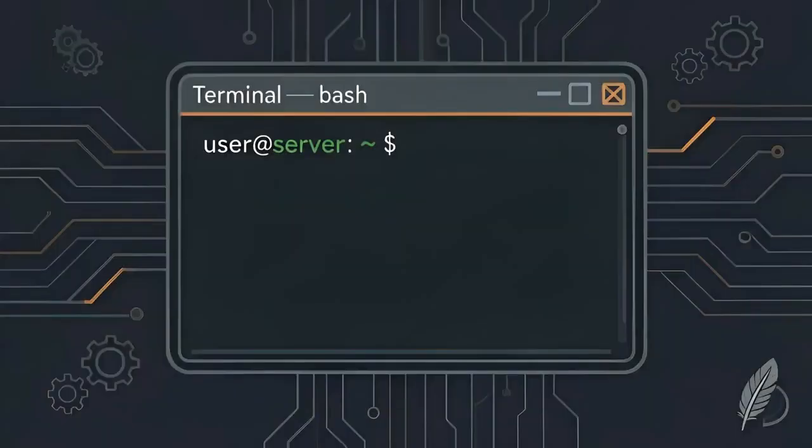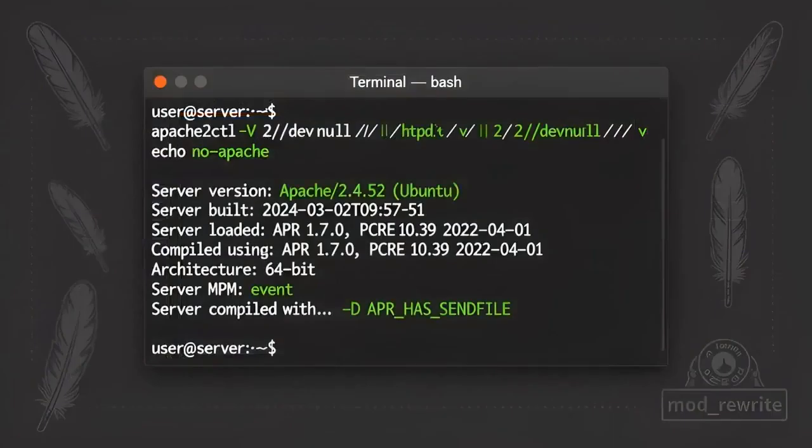Before configuring redirects, you need to confirm Apache is actually installed and find out which version is running. We'll run a few diagnostic commands in sequence to gather that information before looking at live redirect behavior. The command apache2ctl -v 2>/dev/null || httpd -v 2>/dev/null || echo "no Apache" probes for Apache across both Debian-style and RHEL-style installations, falling back to a clear message if nothing is found. The fallback chain ensures you always get useful output regardless of which distro you're on.